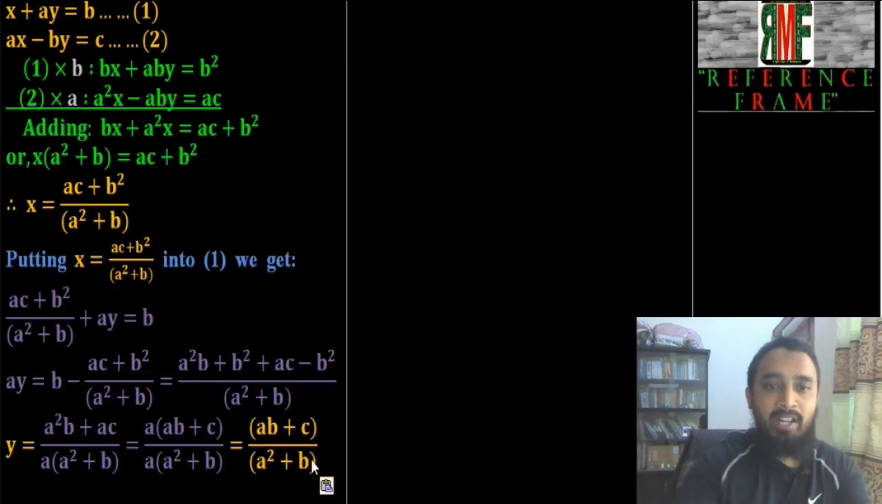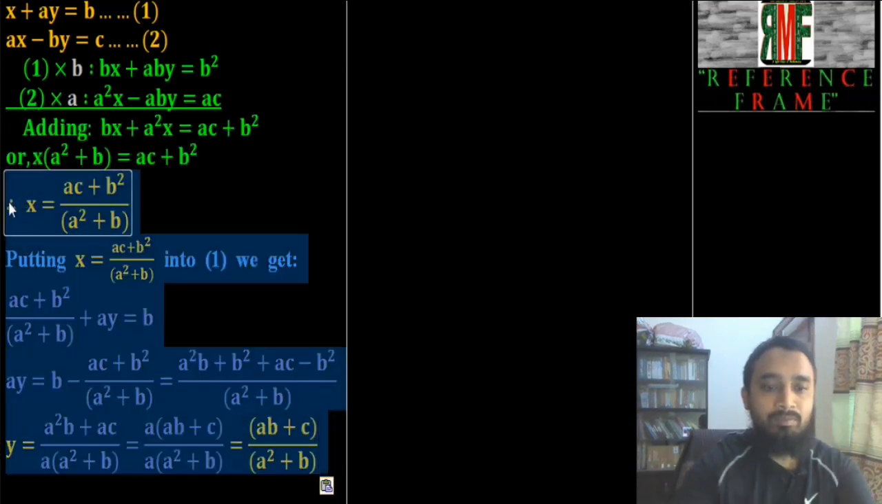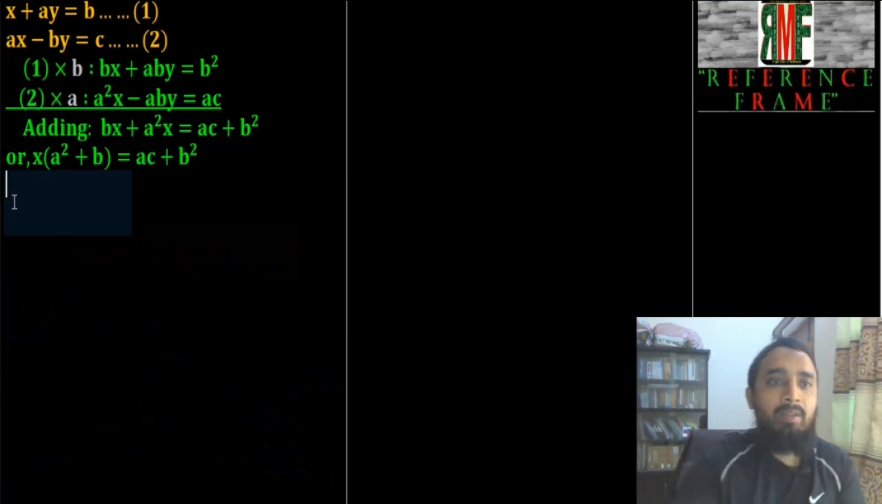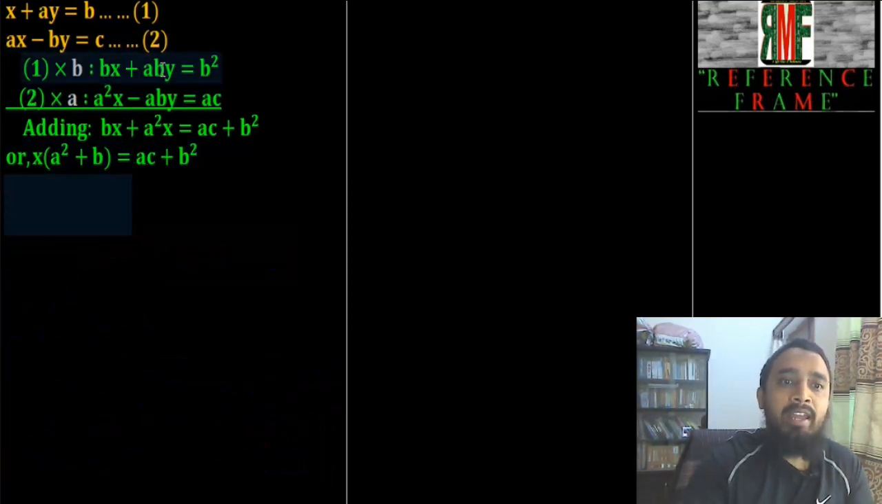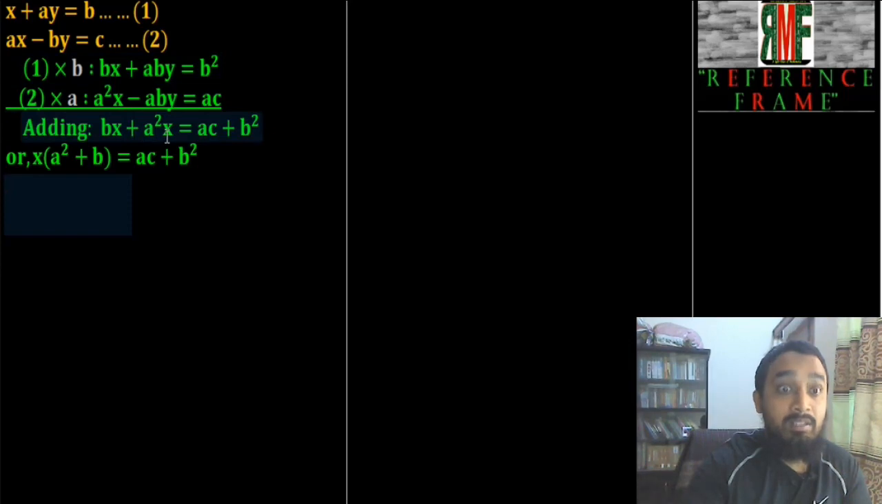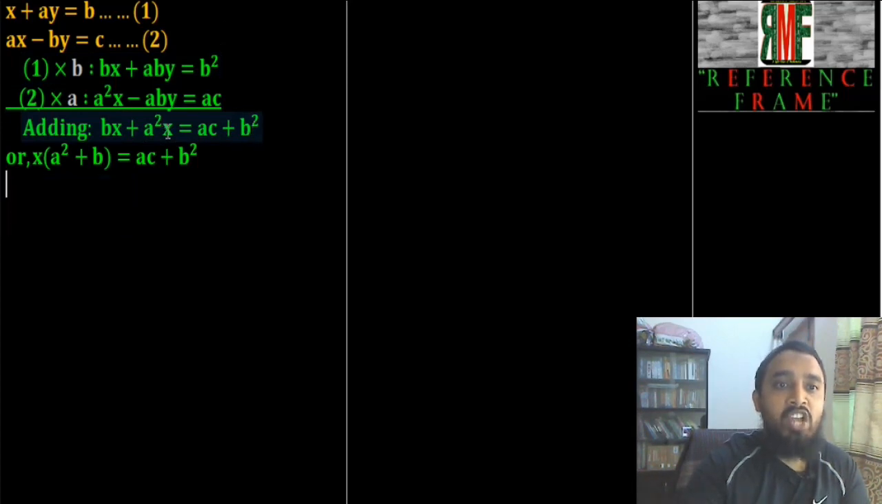By adding them, what are we going to get? Look, by adding them we have aby plus minus aby, which cancel each other, as you can see below the cursor. So we get bx plus a squared x, since we're adding them, is equal to ac plus b squared. Now we can take x common on the left hand side, and we get x into a squared plus b is equal to ac plus b squared.